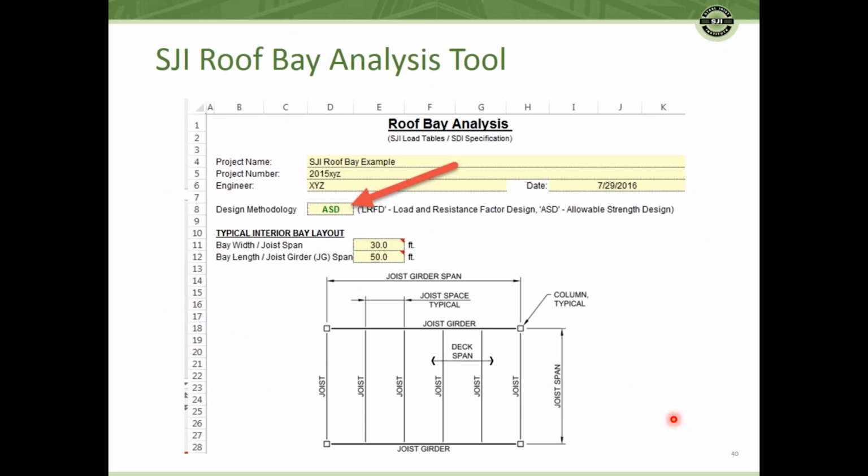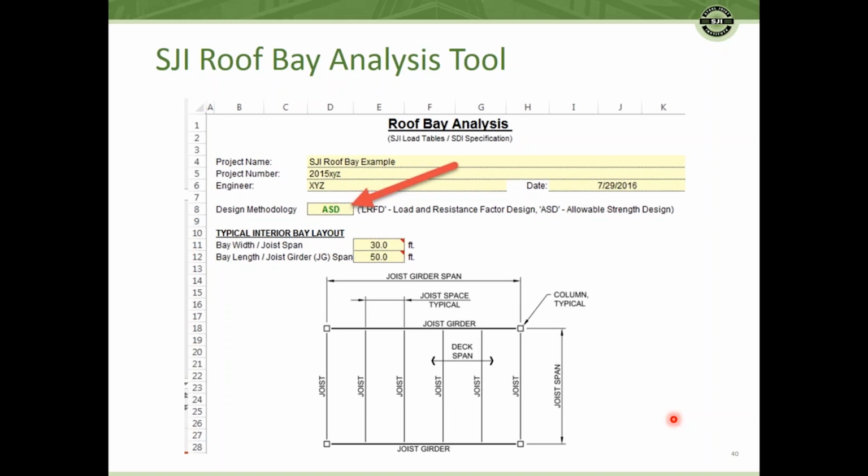When you go into the analysis tool to actually run it, you'll see that where I have the arrow, we've selected an ASD design, and that's a pull down where you could go LRFD or not. The information in yellow above that arrow is whatever you want to put in: the project name, the project number, who the engineer is, and the date of the work.